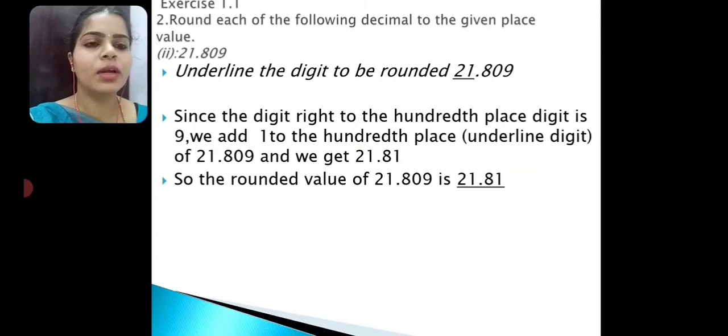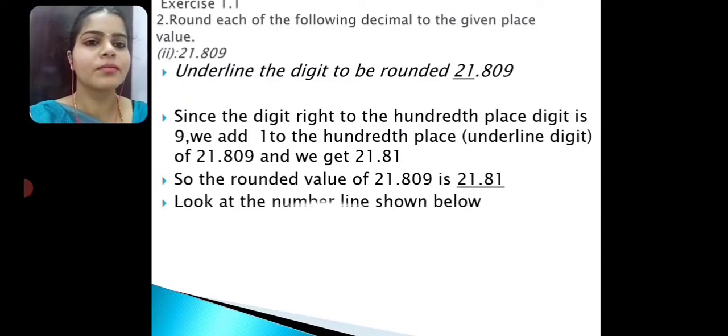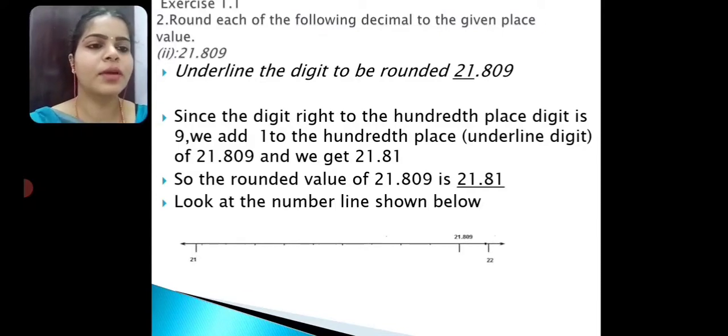So, the rounded value of 21.809 is 21.81. Look at the number line shown below. 21.809 is represented.